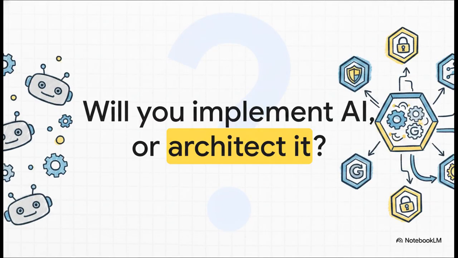Which leaves us with one final, pretty provocative question to think about. Will your enterprise just randomly implement AI, or will you actually architect it? The future definitely belongs to networks of intelligent agents embedded across your entire business. But the winners, they won't just be the companies with the most AI bots. They will be the ones with the best, most secure architecture.